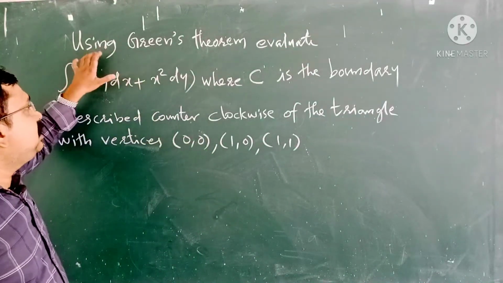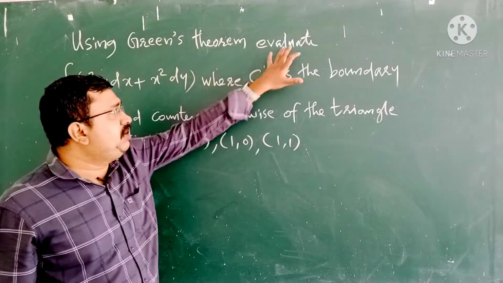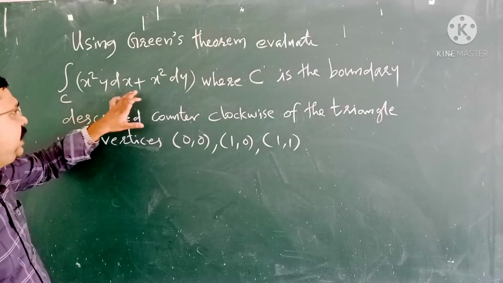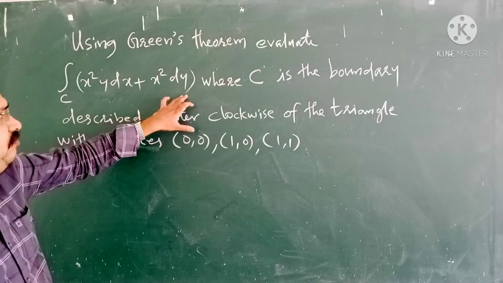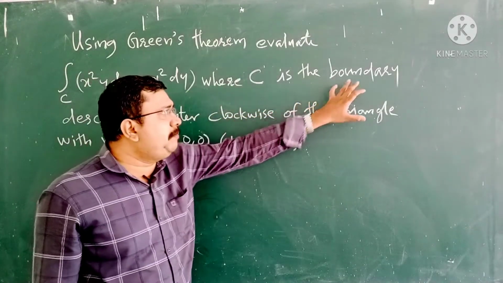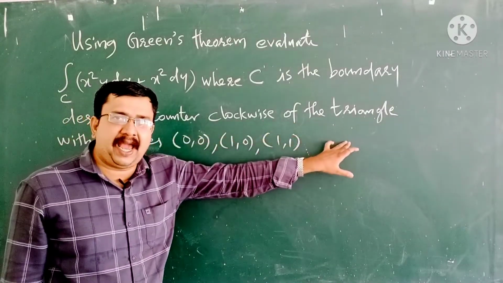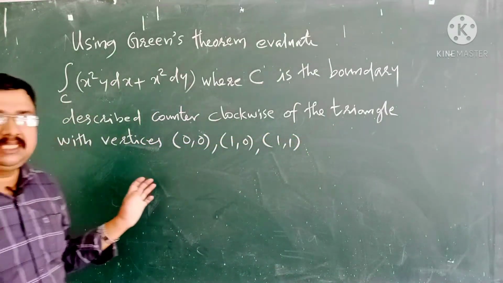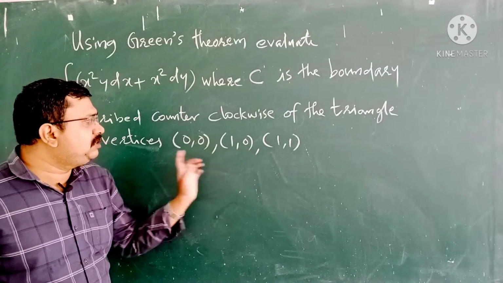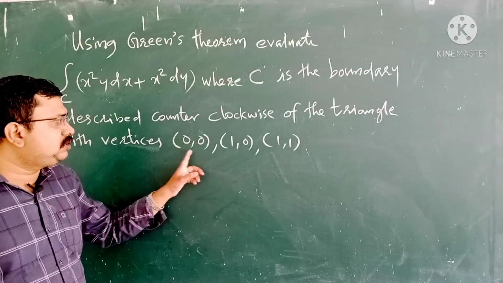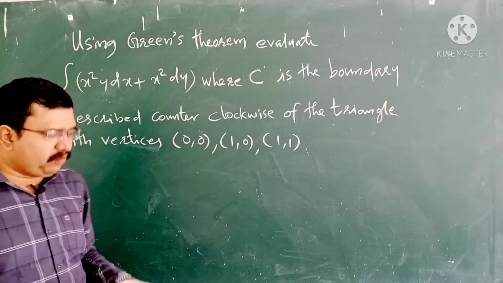My question is, using Green's theorem, evaluate the integral over C of x square y dx plus x square dy, where C is the boundary described counterclockwise of the triangle with the vertices. Three vertices are given. These three are the vertices of the triangle. First one is 0, 0, then 1, 0 and 1, 1.